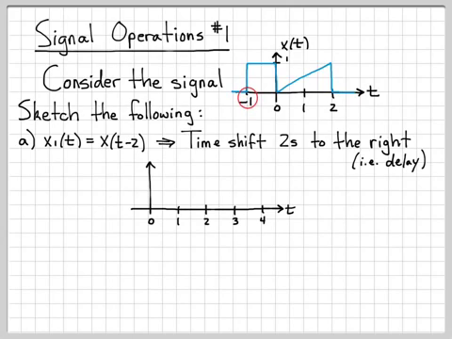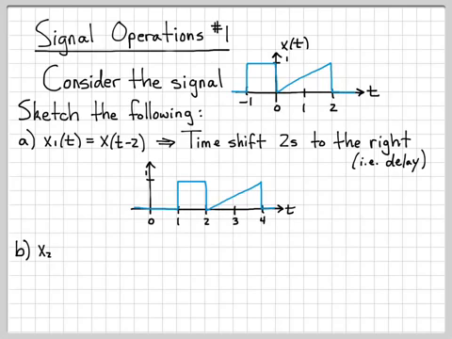So minus 1 is going to have 2 added to it, so it's going to turn into 1. 0 will turn into 2. 1 turns into 3. 2 turns into 4. So it's the exact same picture, just delayed by 2 seconds. So that is x of t minus 2. All right, that was pretty easy.